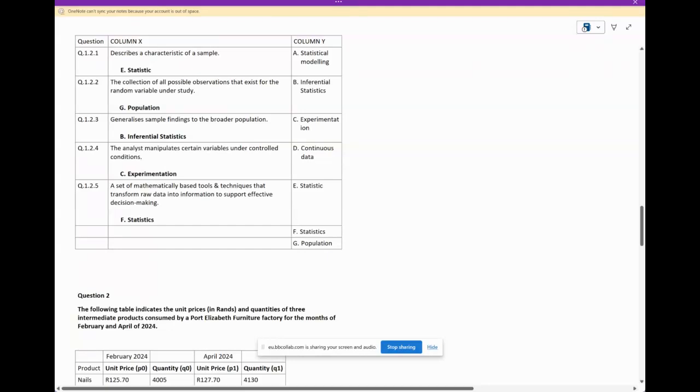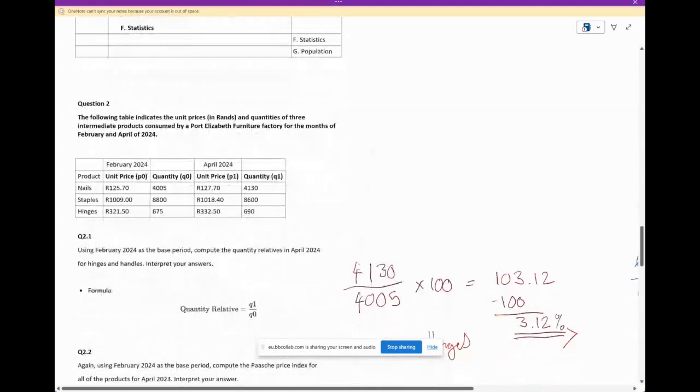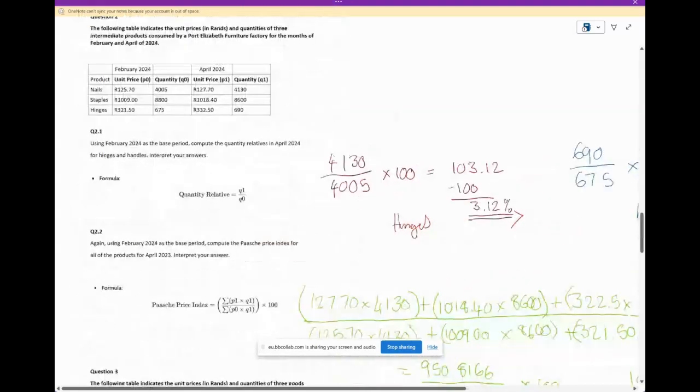Then we have the last one there, a set of mathematically based tools and techniques that transform raw data into information to support effective decision making. All right, and that is statistics. That's exactly what we are doing throughout these different learning units. So that was your question 1. Then question 2, this is what we wanted.